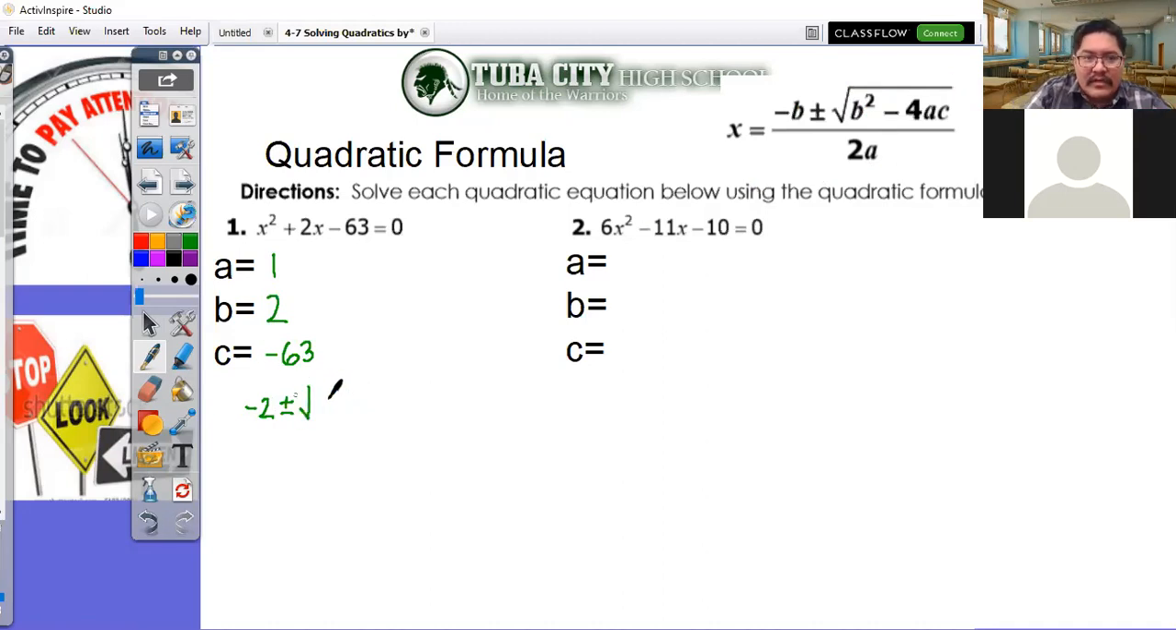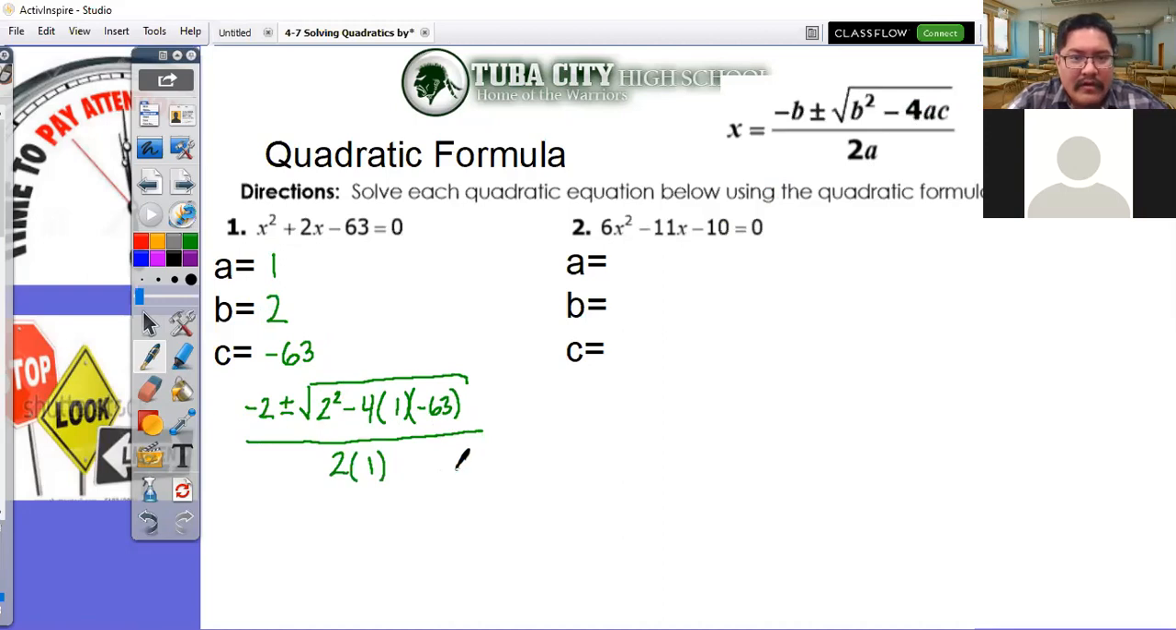So let's go ahead and take the square root. Here we have b squared, so let's look at our b: 2 squared minus 4. That number is always going to be a 4, one of the constant values you would have here. Now we need to put a in there, which is 1, and then c, so I'm going to put in negative 63, making sure the square root goes all the way across all of the top numbers. And the bottom number is always going to be 2, and then 1 for our a value.